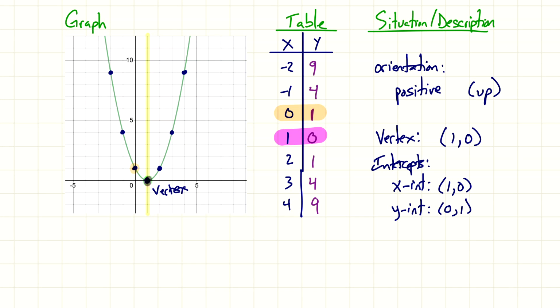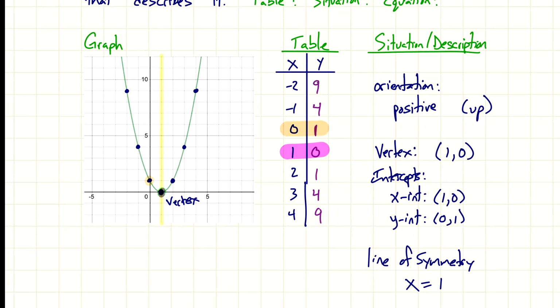The last thing was the line of symmetry. That one's x equals 1. How do I know that? Because that's this line. It goes through 1 on the x-axis. All right, and that's pretty much it.